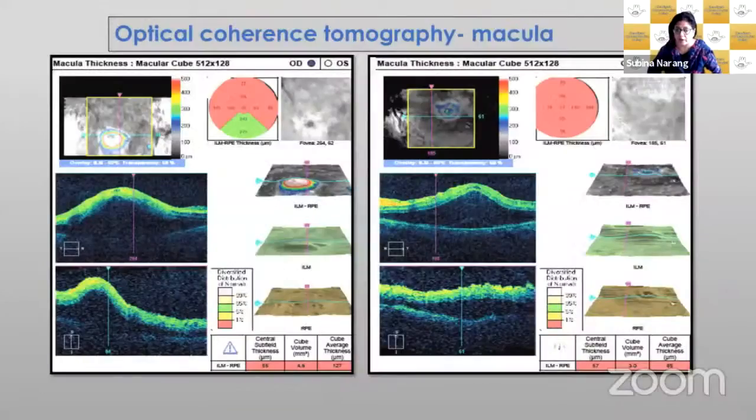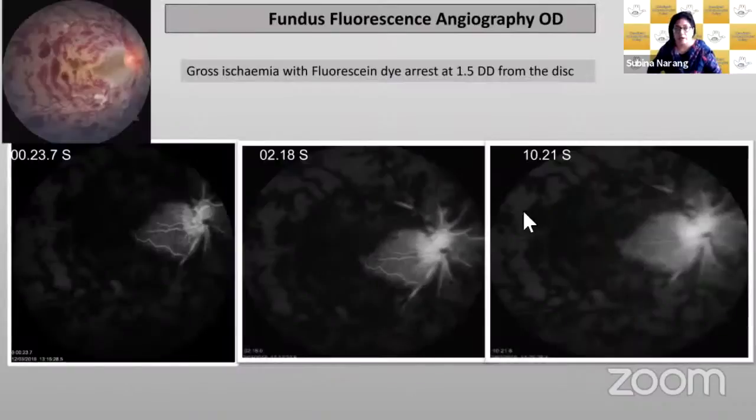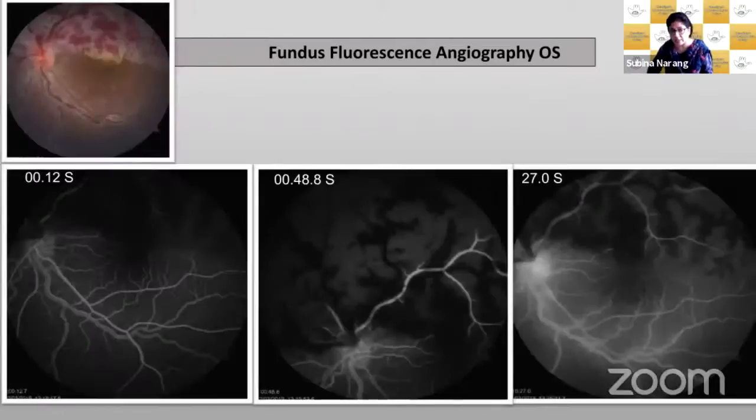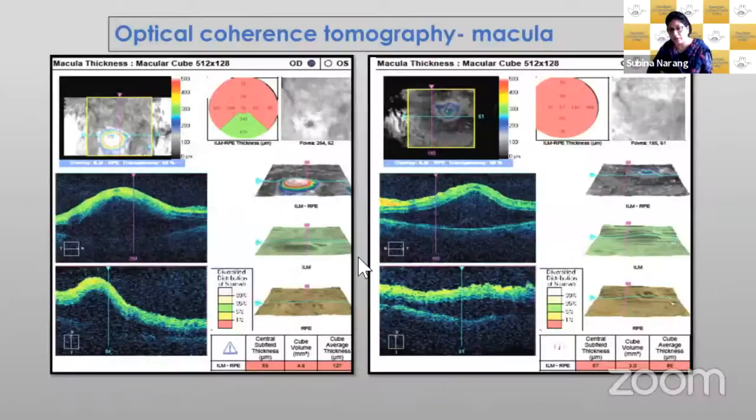OCT is showing macular edema with serous retinal submacular detachment. Fluorescein angiography showed that there was perfusion of the cilioretinal artery area, and in the rest of the fundus there was gross ischemia. In fact, the dye arrest was 1.5 disc diameters from the disc. There was hardly any perfusion. Similar were the pictures in the right eye. However, it was limited to the superior part of the retina, and the inferior part of the fundus looked normal.